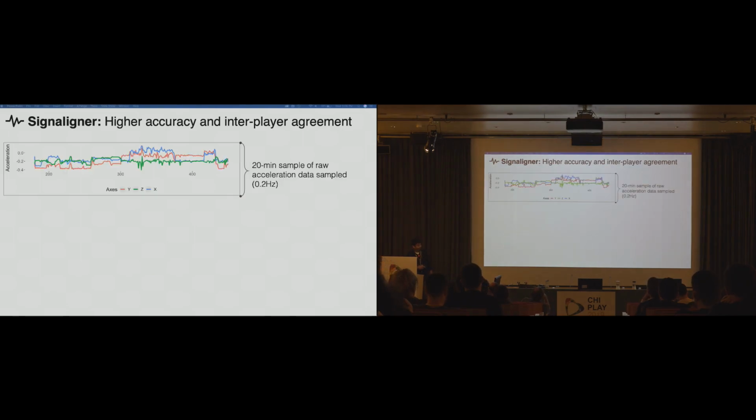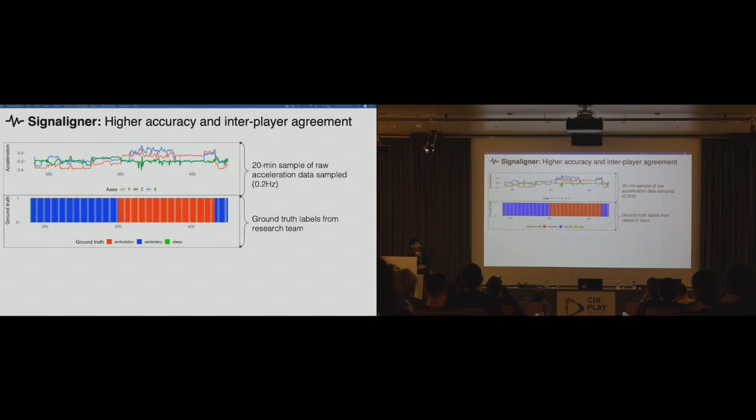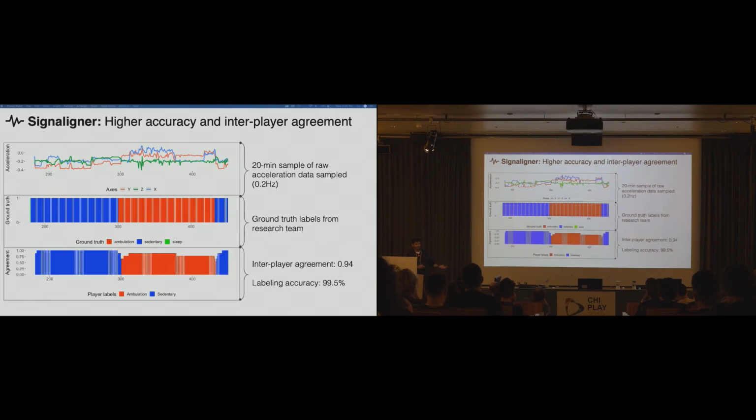If you look at the results from the second game we designed, which is Signal Liner, let's say we have a 20-minute sample of the raw data that players played on, followed by the ground truth labels from our research team, and once again from a set of casual game players who played this particular data set. Signal Liner players actually had much higher labeling accuracy of 99% and a higher interplayer agreement. Signal Liner players actually agreed more often than the Mobots players when labeling data.